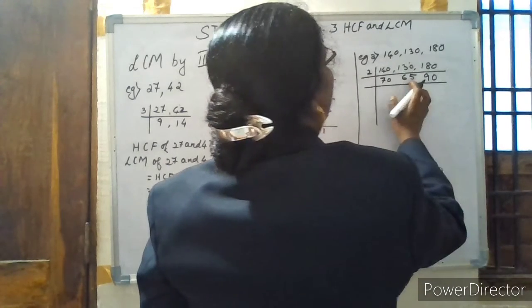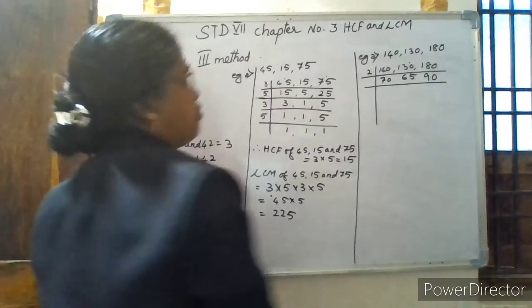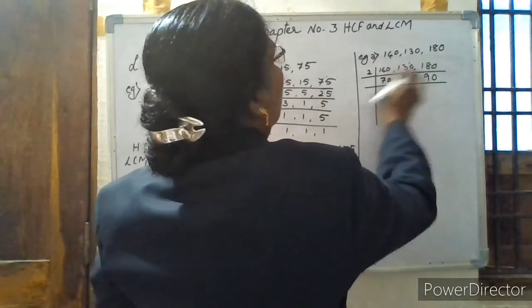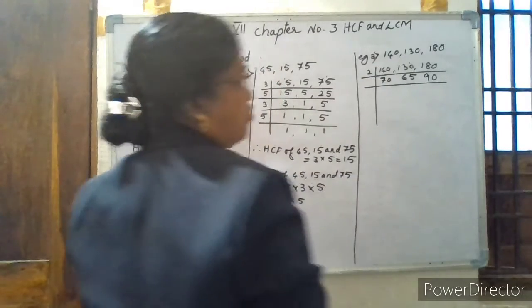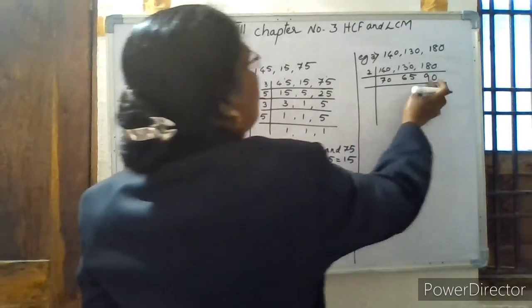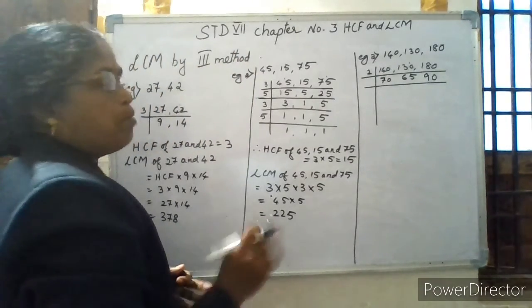Now these two, 70 and 90, are even numbers. All these are even numbers, 140, 130, 180. So therefore we divide by 2 again. Now here these two numbers are even, but this is odd. So it is not divisible by the prime number 2.